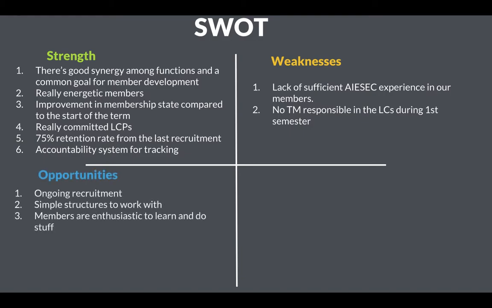For opportunities, one is that we are currently going through a recruitment, which means we reviewed what worked and what did not work in the last recruitment, and we are bringing solutions to this current recruitment to make it far better. Another opportunity is that we have simple structures to work with. For instance, we understand our focus products in the entity to be OGV, IGT, and OGT, and the simple structures make it easy for us to focus on these products.